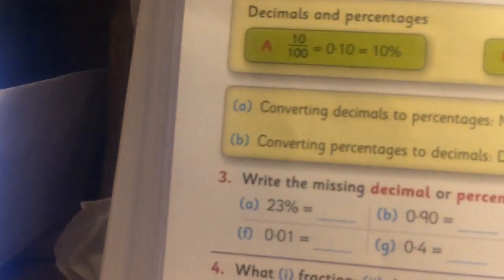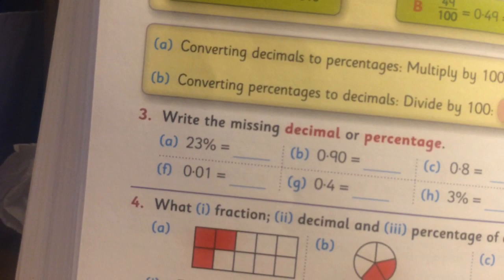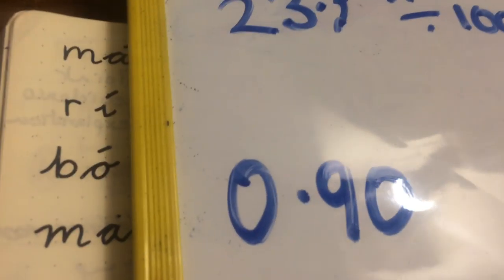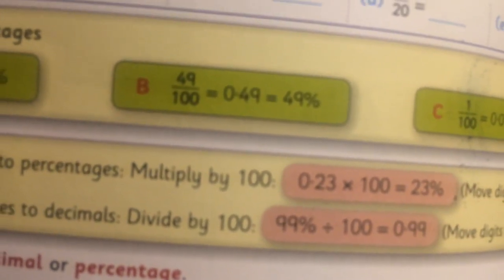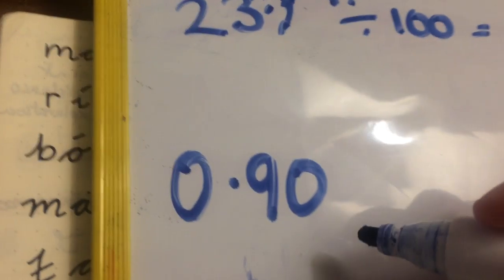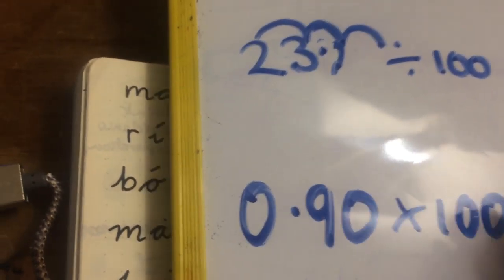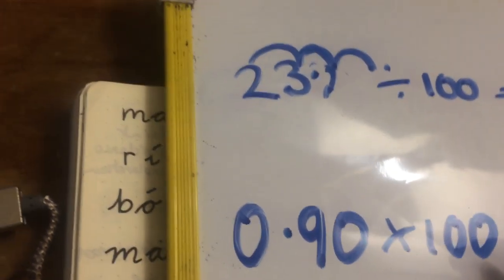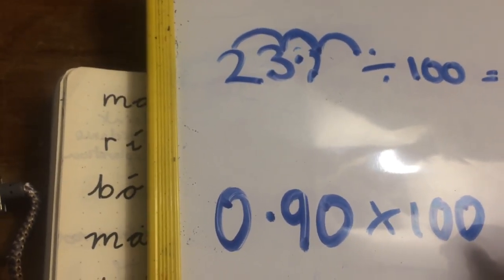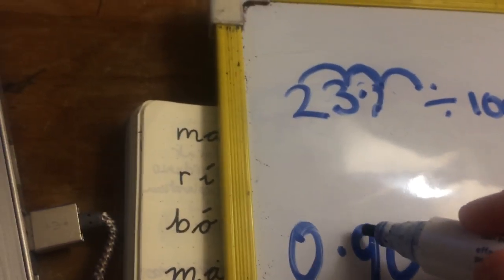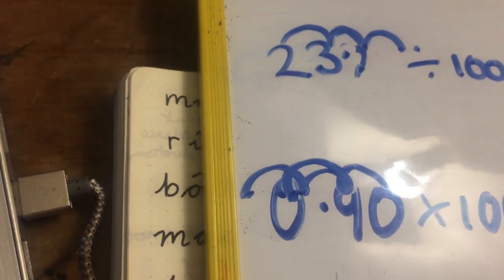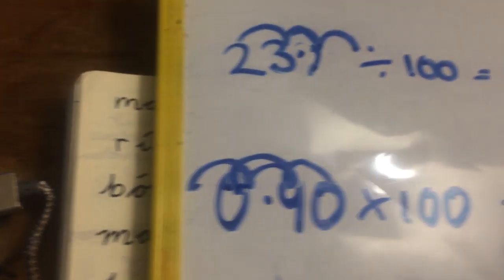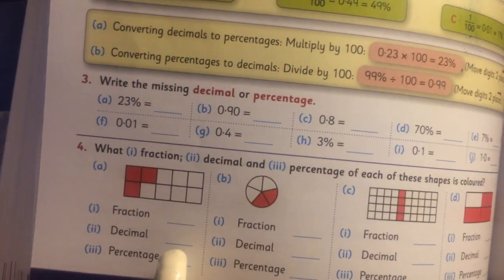Okay. So let's look at the next one. The next one is 0.90. So here we have a decimal. So what do we do to a decimal in order to turn it into a percentage? We multiply it by 100. We do the opposite. So multiply by 100. So 90 multiplied by 100, we basically move the digits 2 places. So we just basically chunk this way. And that equals 90%. Okay. Give those a go, guys. See how you get on.